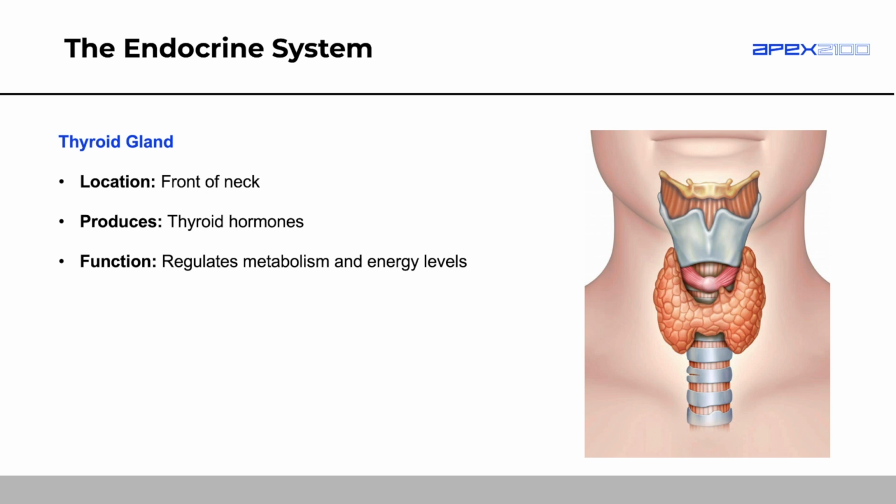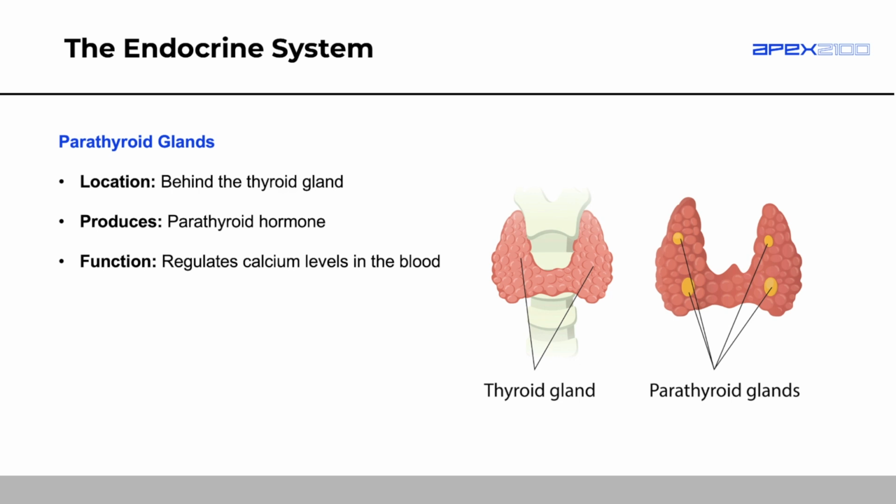They have very low energy levels. So the thyroid is very important for metabolism and energy. Now, on the back of the thyroid gland, we have some little glands called the parathyroids. Now, these produce parathyroid hormone. It's very much important for regulating the calcium levels within our blood.